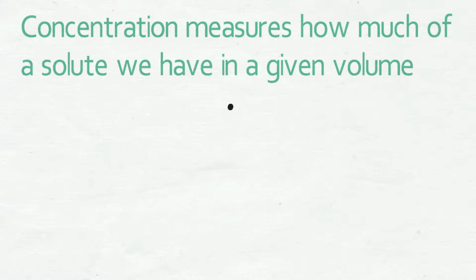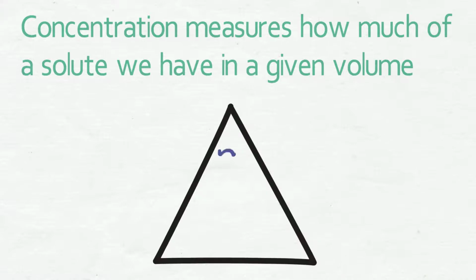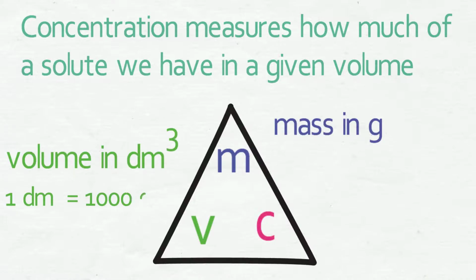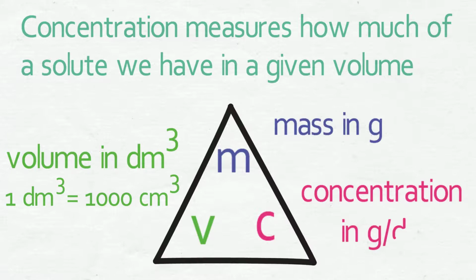So let's have a look at the formula triangle. On the top of the formula triangle we have mass, and mass is measured in grams. We then have volume and concentration at the bottom. Volume is measured in decimeters cubed. 1 decimeter cubed is equal to 1000 centimeters cubed. Concentration is measured in grams per decimeter cubed, and what it is telling us is how many grams of the solute we have per 1 cubic decimeter.